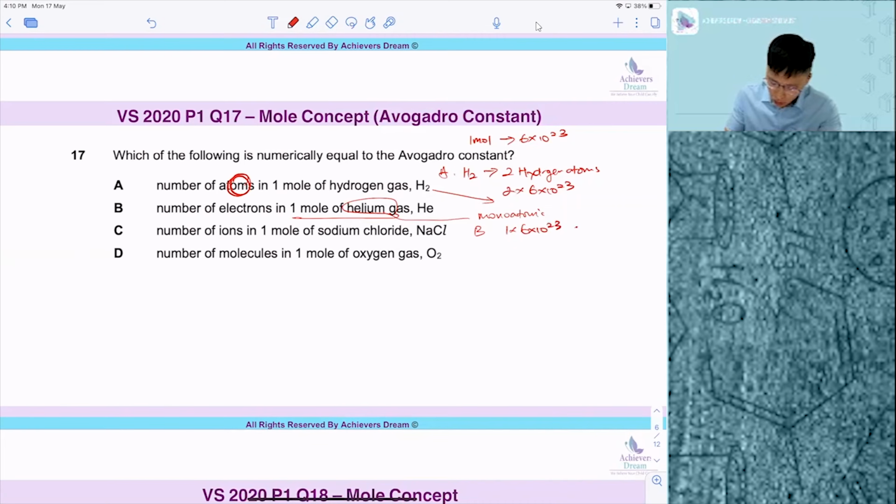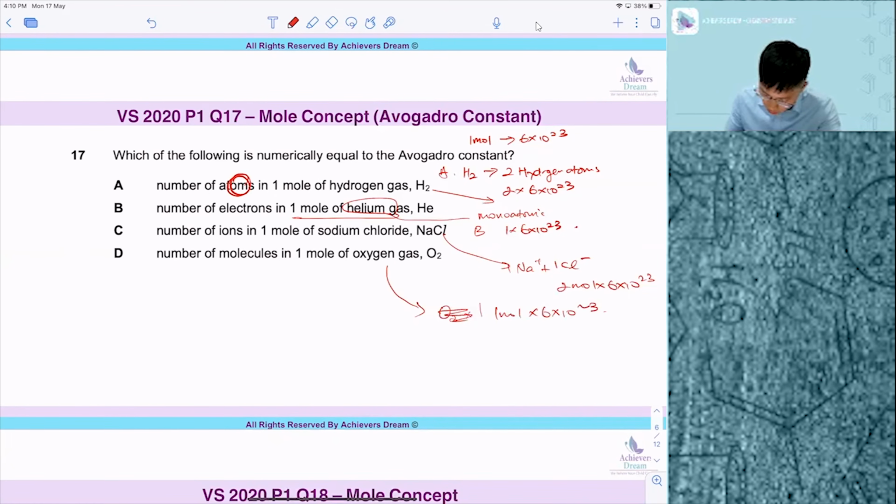Next one, number of ions. Over here, for Na plus and Cl minus, there are 2 moles of ions times 6 times 10 to the power of 23. 1 mole, 1 mole. Lastly, number of molecules in 1 mole of oxygen gas. Take note that oxygen gas is O2, and it's only 1 mole, times 6 times 10 to the power of 23. So this is 1 mole, this is 2 moles, this is 2 moles.